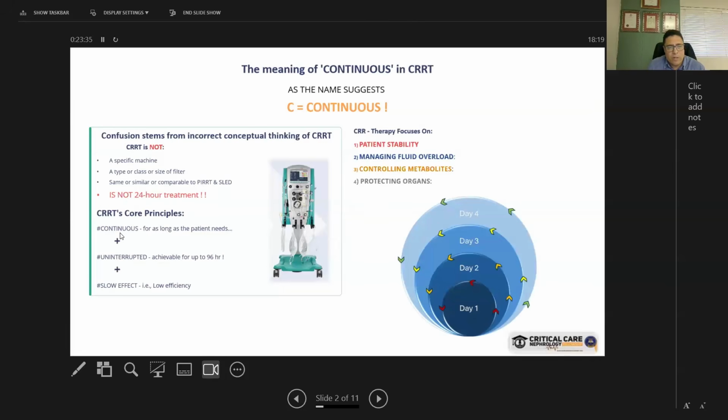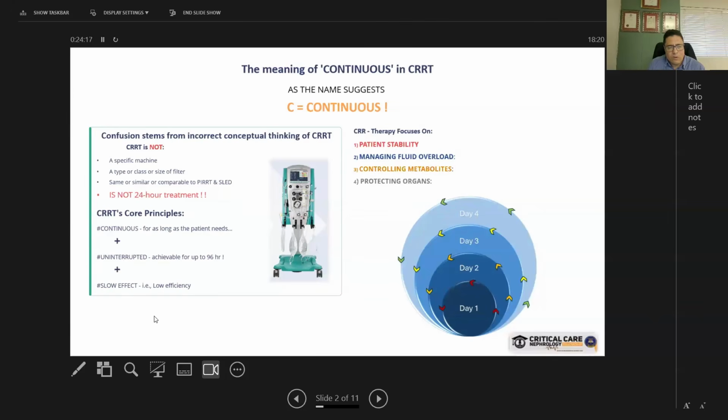In other words, your patient needs renal replacement therapy for as long as that patient requires it and has acute renal failure. More so, CRRT is quite important in that it must be to the standard of care of a completely uninterrupted session. And with modern technology, and particularly I'm referring here to the use of regional citrate anticoagulation, this is achievable for up to 96 hours and even more. I have personally run a patient as long as 110 hours on a single uninterrupted therapy session on CRRT.